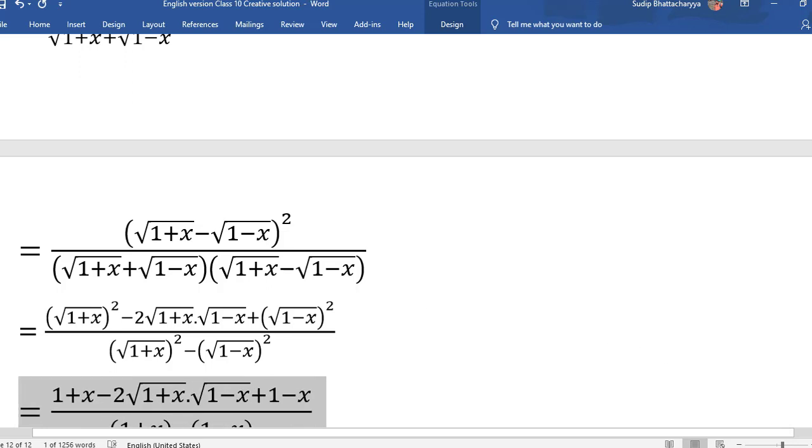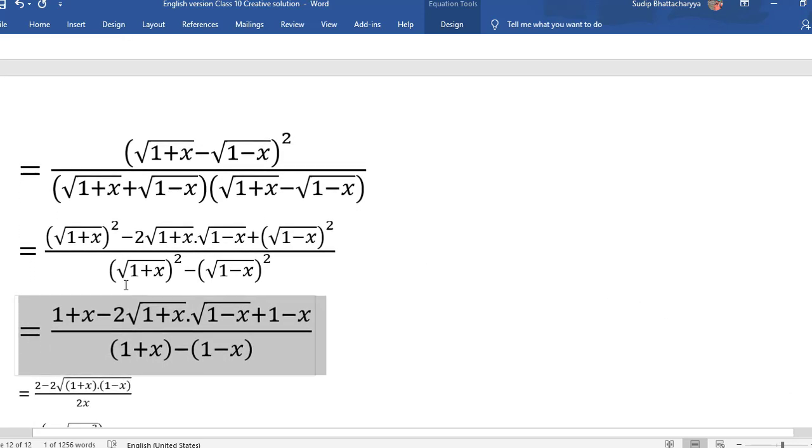as you have got square over root, so root and square will be cancelled, and this square and root will be cancelled. You will get 1 plus x minus 2 into root over 1 plus x into root over 1 minus x, and 1 minus x here by cancelling root and squares. And as the denominator we will get 1 plus x minus, bracket, 1 minus x, and by this you will get this.